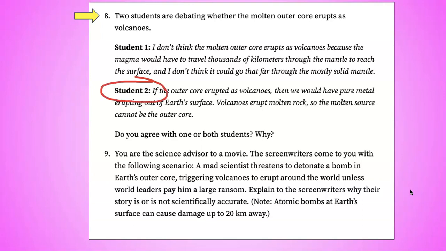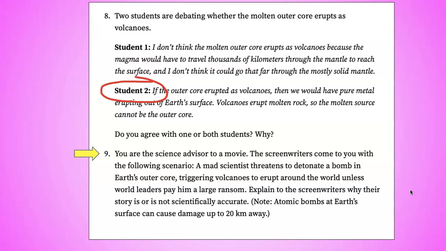Now, the correct student here is student 2. Student 1 has a good point. But remember, we believe that mantle plumes may come all the way from the base of the mantle, which is essentially the top of the core. So the mantle plume material does travel a great distance, but it is mantle material or rock that comes to the surface, not the material just below it, which is the metal of the outer core.